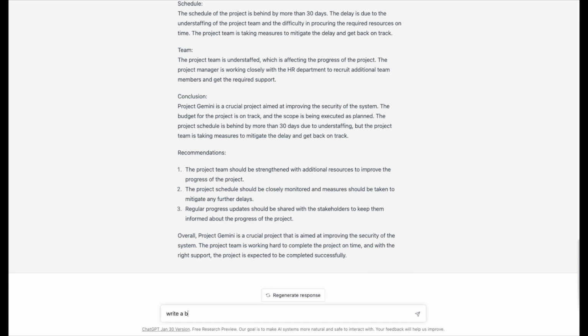Write a brief project update for stakeholders for Project Gemini. We're going to put that in lowercase, see if it'll capitalize it.